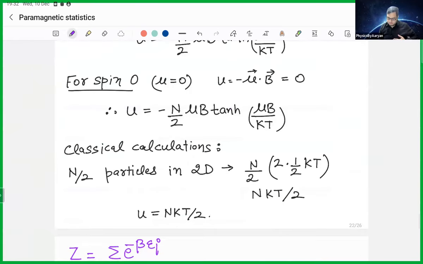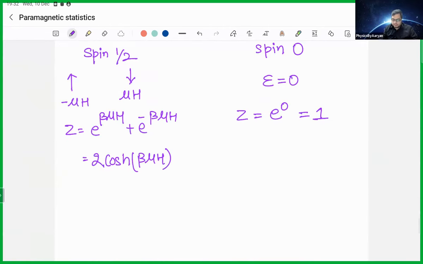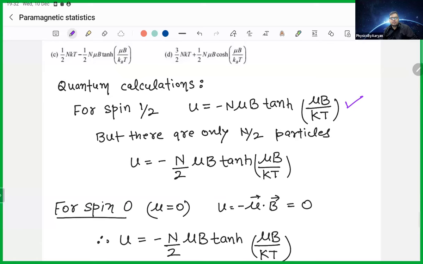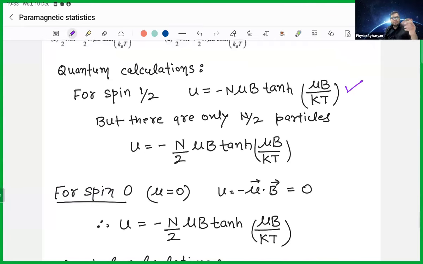Okay, so let's find the average energy for this. You can easily find average energy. How? Minus del by del beta log of Z. So if you solve this calculation out, you will get this. This is the average energy that you will get. Okay? Can you tell me what will be the average energy for spin zero particles? It is 0, because those that do not have spin, what energy will they have in a magnetic field? There will be no energy. So this is the answer that you get. Okay.